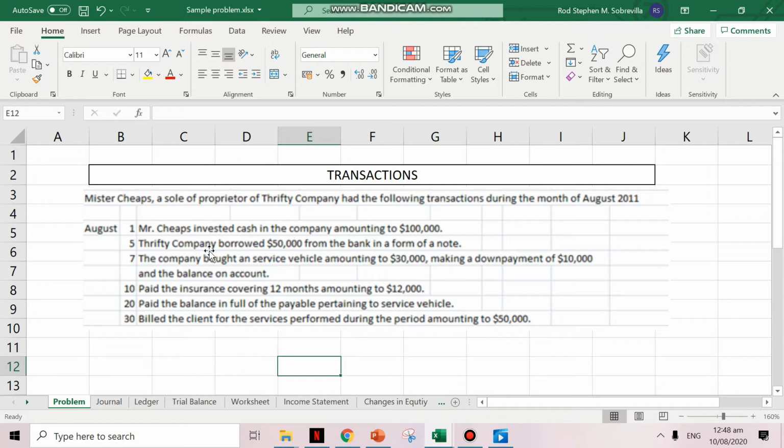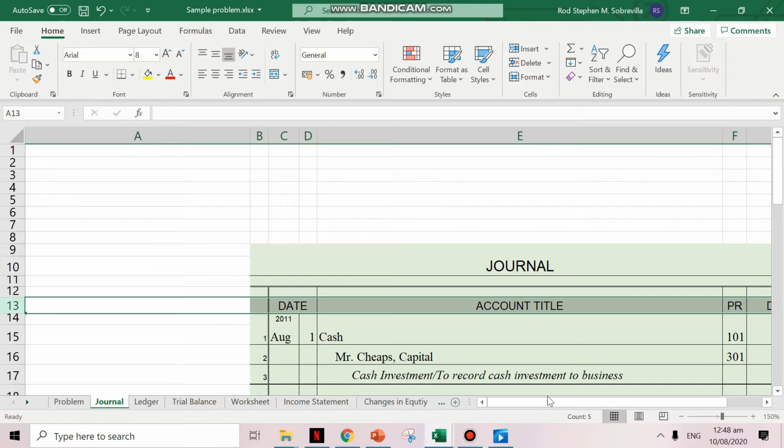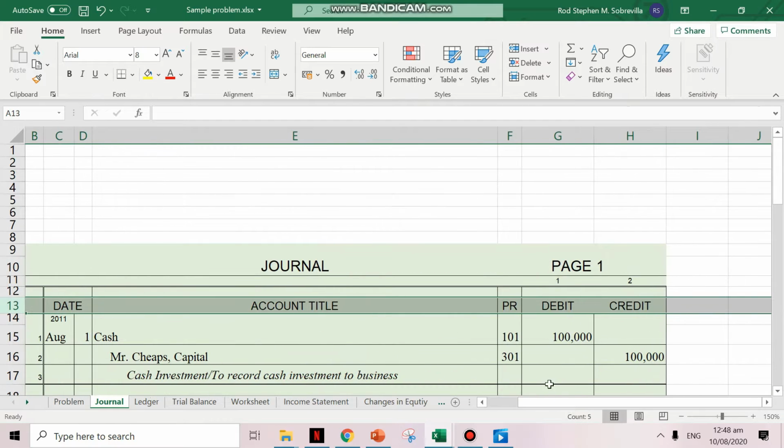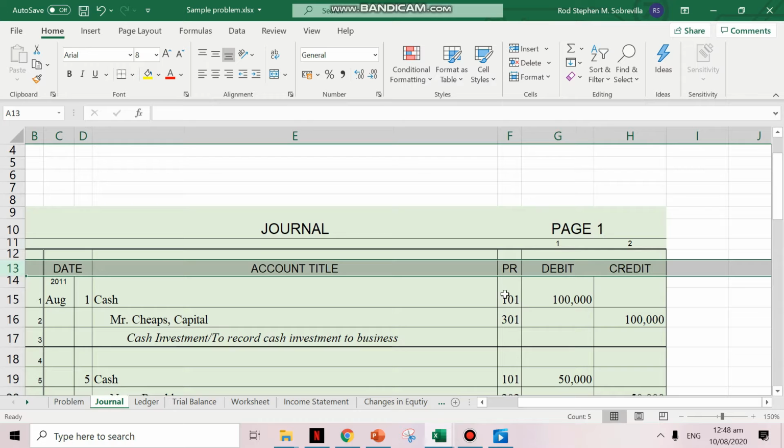Balik ulit tayo. Ano ulit yung dalawang accounts na affected natin? It's cash and capital ni Mr. Chips. So, an increase in cash, which is an asset, under DEA is debit. So, magkakaroon tayo ng debit to cash.